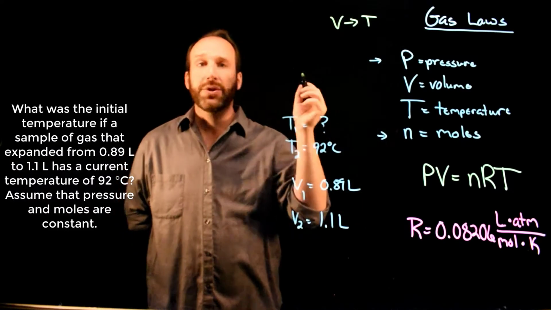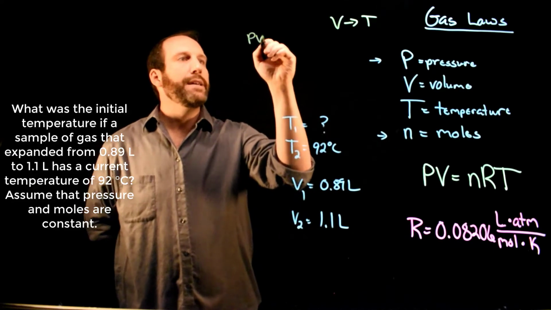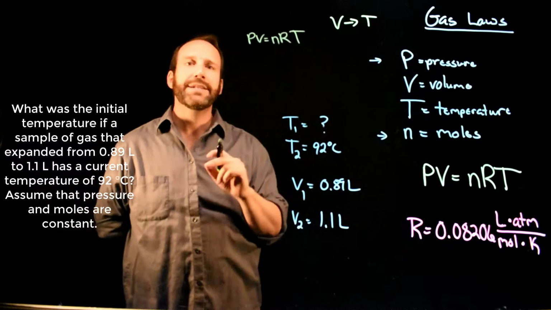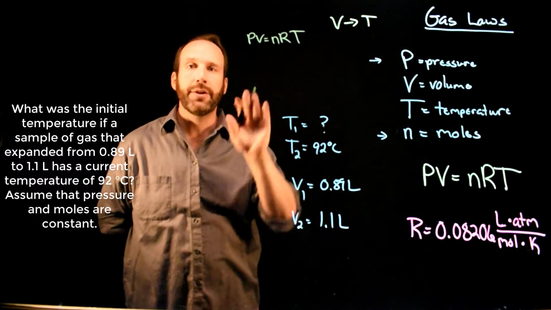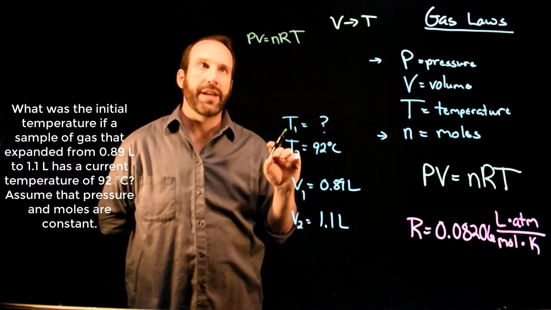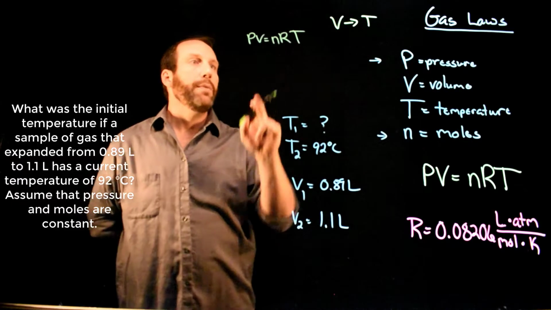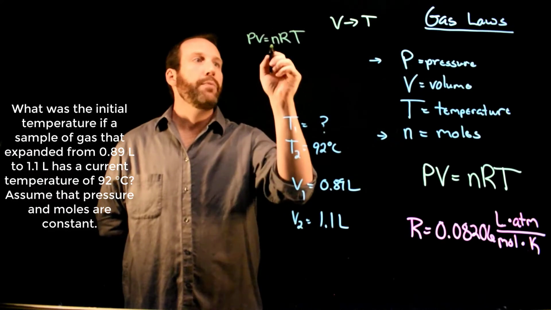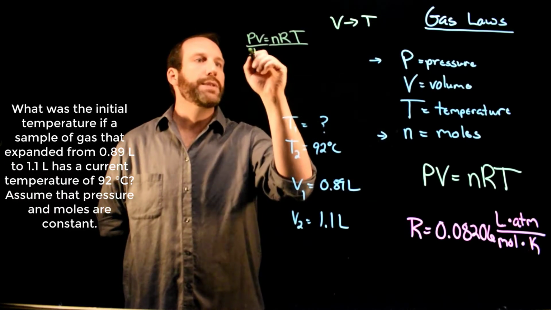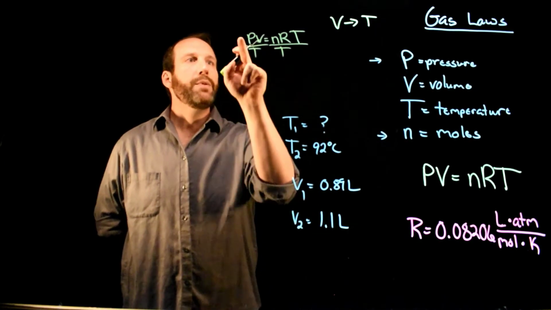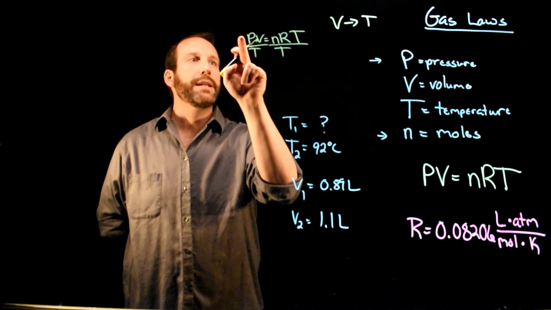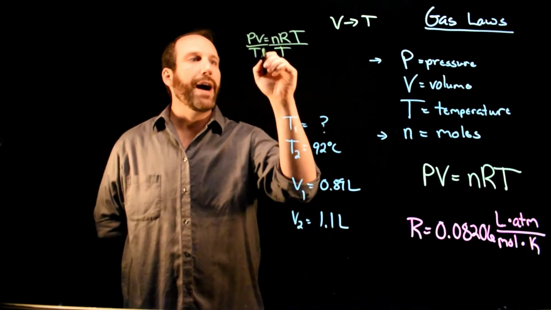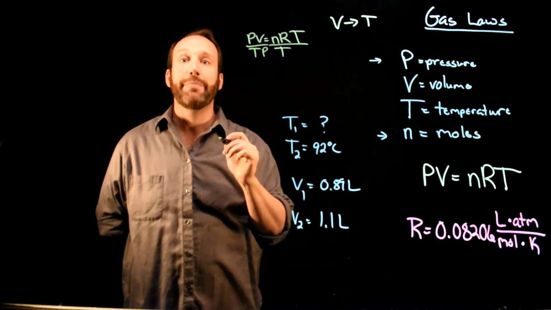So if we start with this idea that PV equals nRT, let's get the things that are changing on one side of the equation, all the things that are staying constant on the other side of the equation. Well, V is over on this side, so let's try to get T on this side. We can do that by dividing both sides by T. And then we want to get P, since it's staying constant, onto this side of the equation, and we can do that by also dividing both sides of the equation by P.